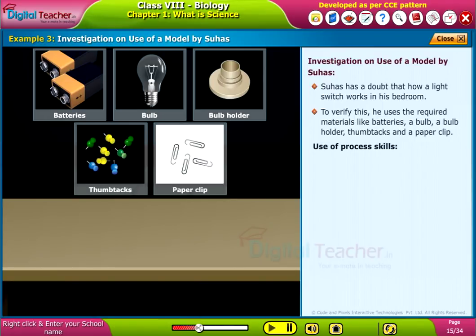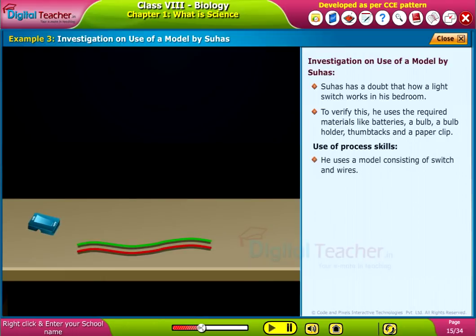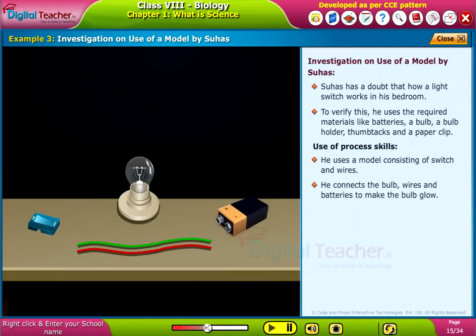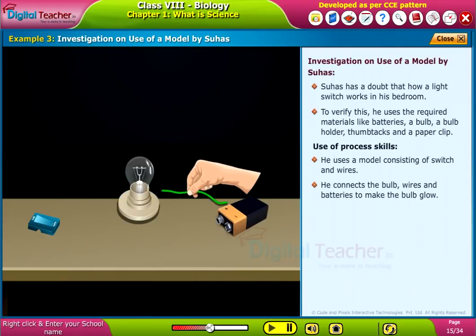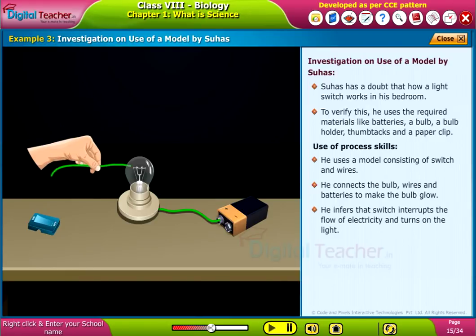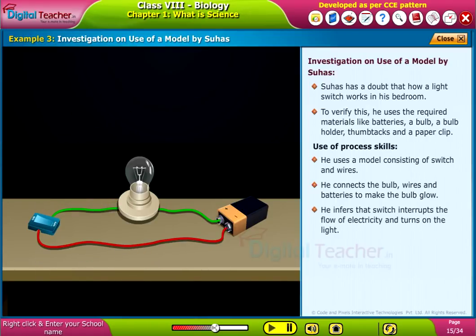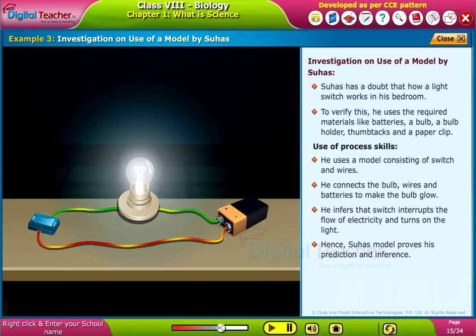Use of process skills. He uses a model consisting of a switch and wires. He connects the bulb, wires, and batteries to make the bulb glow. He infers that the switch interrupts the flow of electricity and turns on the light. Hence, Suhas' model proves his prediction and inference.